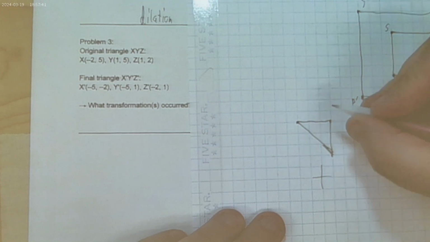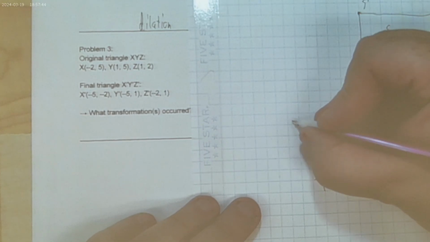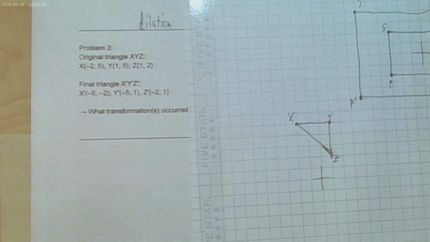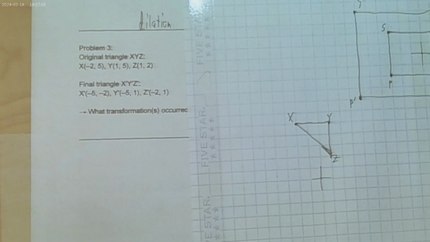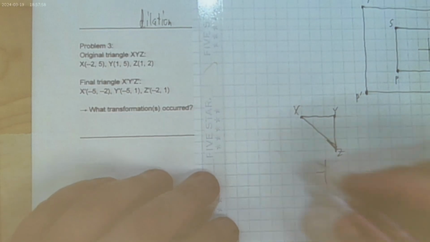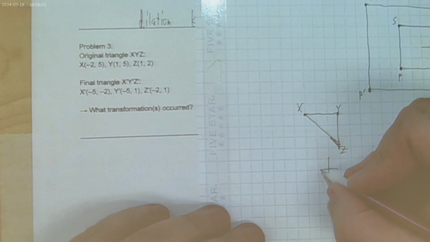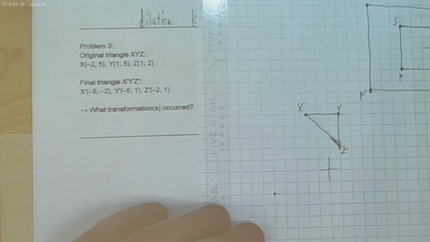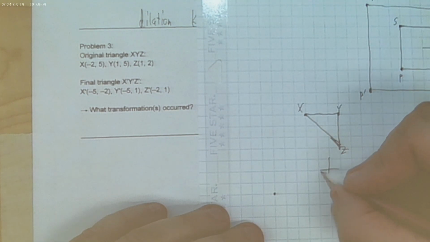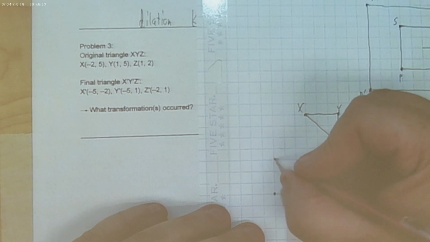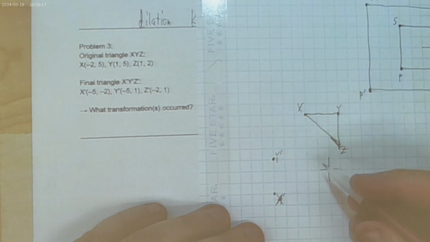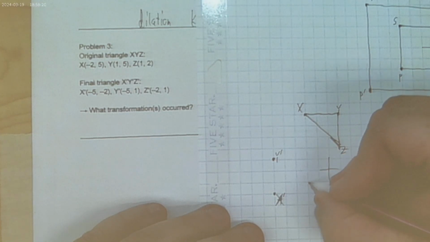So this is X and Y, Z. And if you're doing stuff like this, it's important to keep the points labeled because, like I said, it'll give you some clues based on what the final transformation is. So the final triangle is -5, -2, so 1, 2, 3, 4, 5, 1, 2. Y prime is -5, 1, 1, 2, 3, 4, 5, 1. The Z prime is -2, 1, 2, -1.